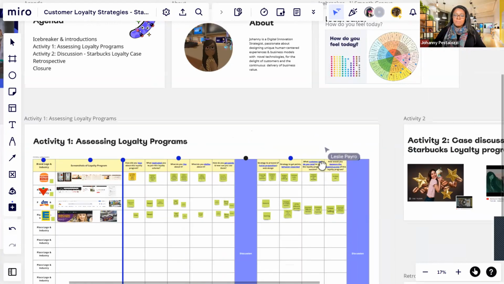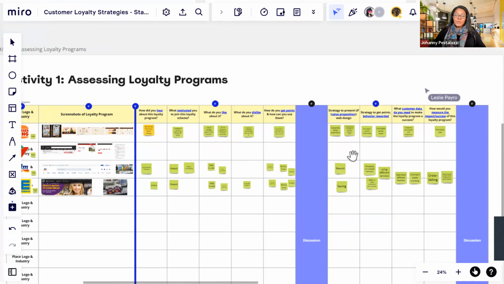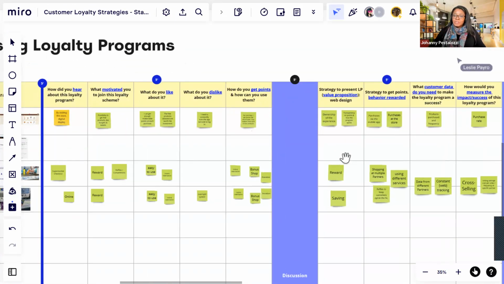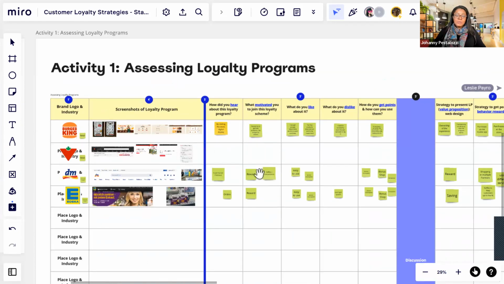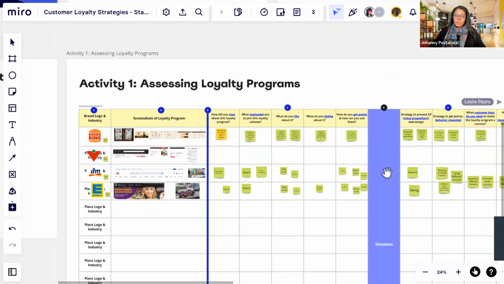This is for you to keep in mind whenever you are designing a loyalty program, what questions you may think about, what you can look at for reference to create your own, what industries, and see what could relate to the specific needs you may have when you're designing this kind of programs.